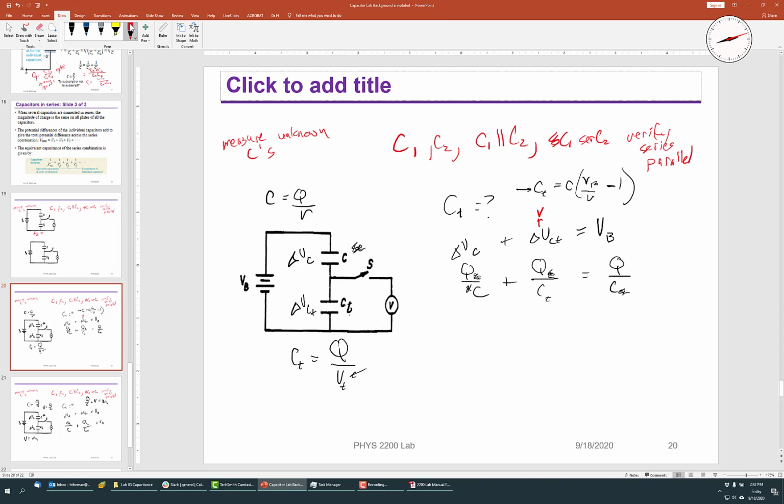To remind you, this V of CT is equal to the equivalent, V from the voltmeter. I have this idea that I want to get CT on the left, so I thought, okay, I'll do this. V equals the V battery minus VC. And I thought, okay, I need to make an expression for VC. I already know it's, where'd it go? Here. It's right here.